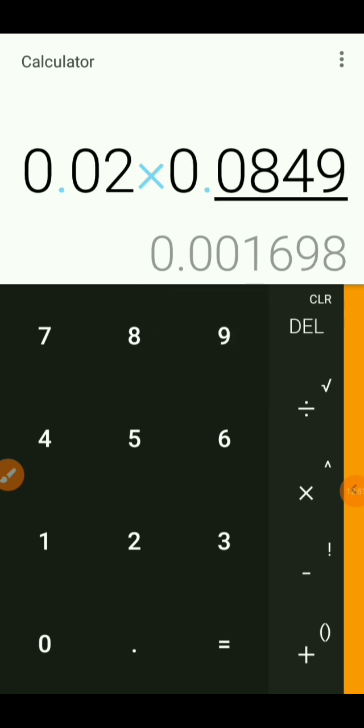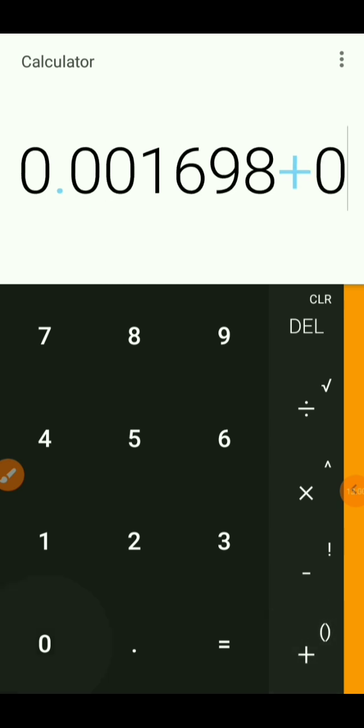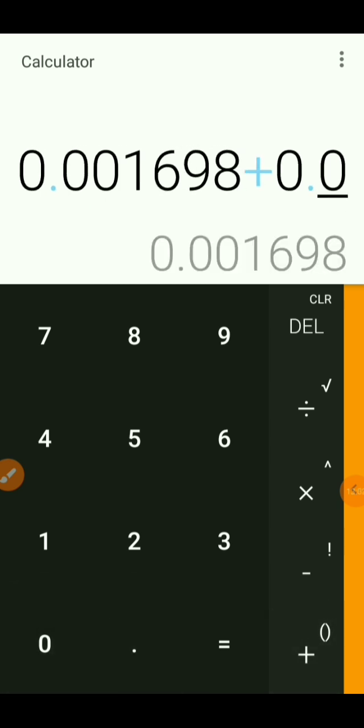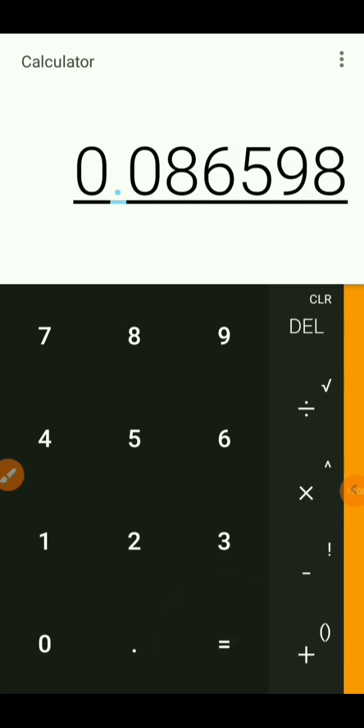Okay, we've arrived at 0.001698 plus 0.0849. Now this is the new price we are going to be selling at. Okay, this is the new price. This is the 2% increase on the present price of PEOPLE token. All right, so we are going to head back to Binance and put in this new price.